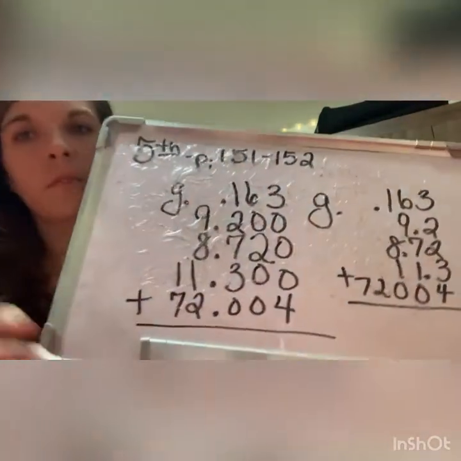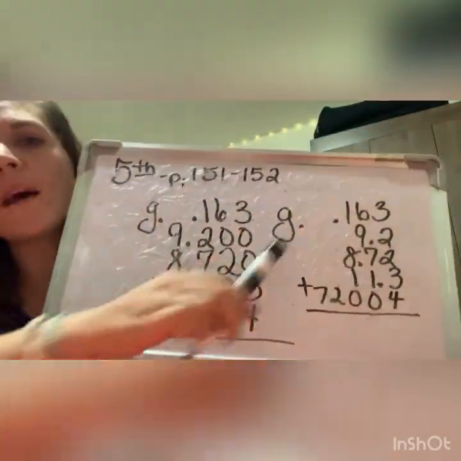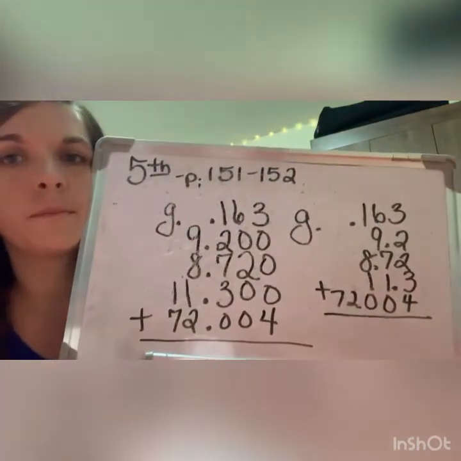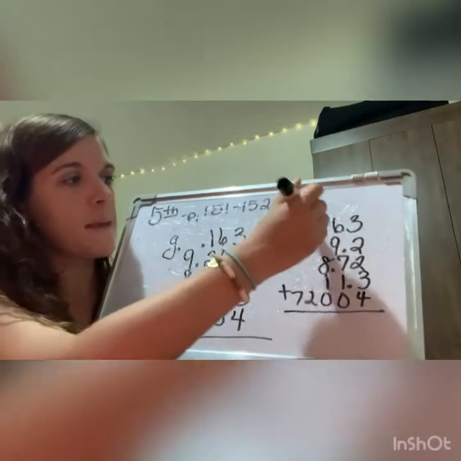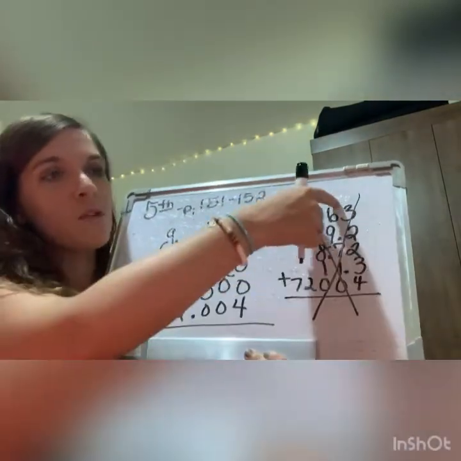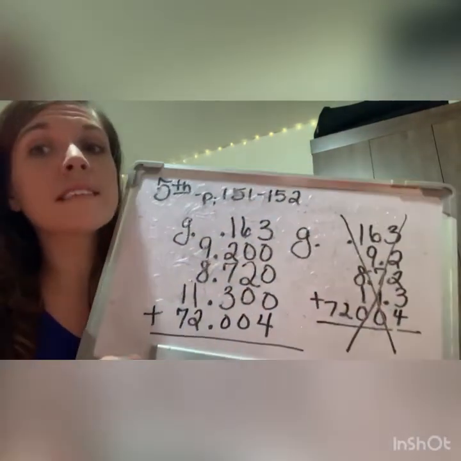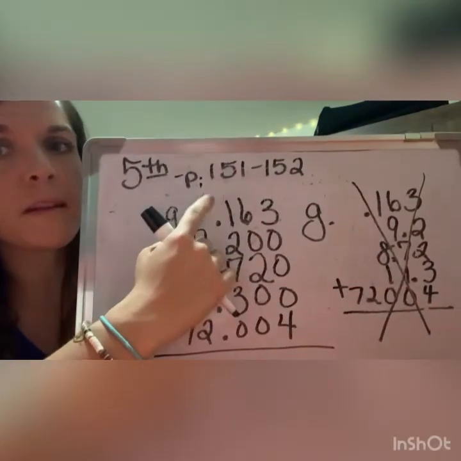Okay, look. Tell me which one of these is correct. Is it this way I set it up or this way that I set it up? It's this way, right? This is a big fat no. We don't set it up like that with all the numbers lining up here. When there's decimal places, we line up our decimal places.